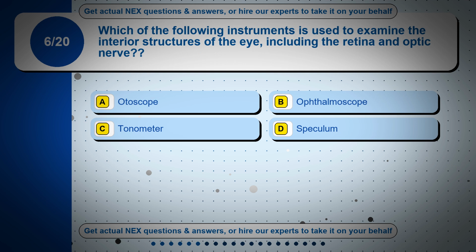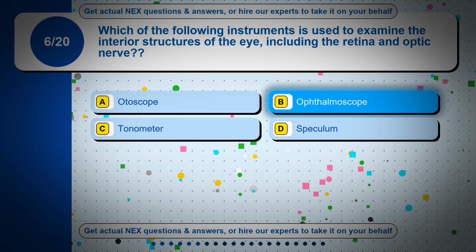Question 6. Which of the following instruments is used to examine the interior structures of the eye, including the retina and optic nerve? Option A. Otoscope. Option B. Ophthalmoscope. Option C. Tonometer. Option D. Speculum. The correct answer is option B.